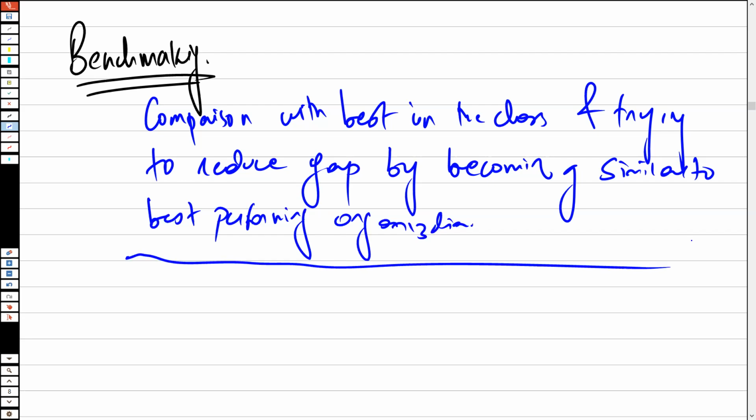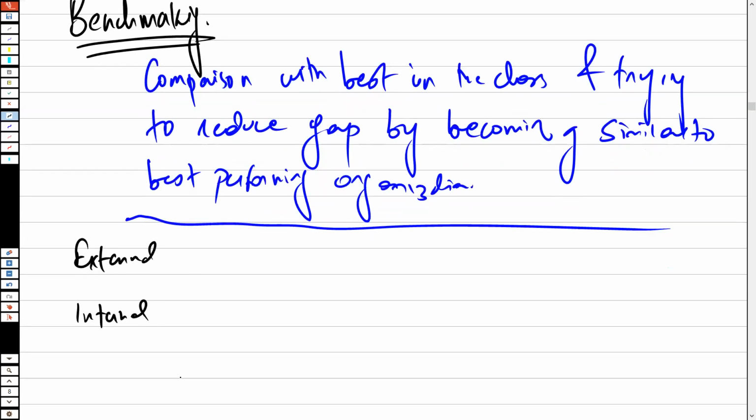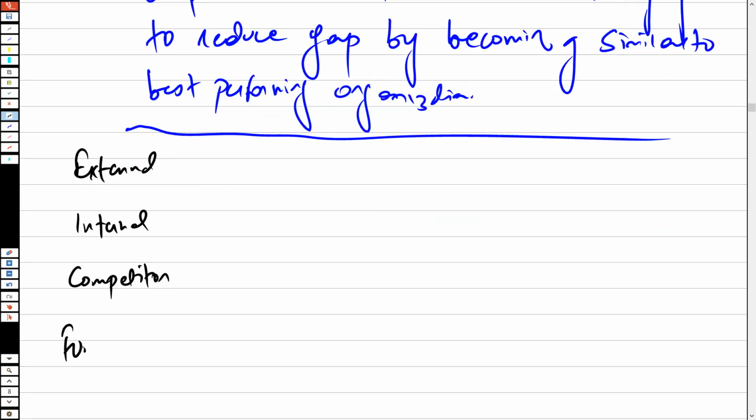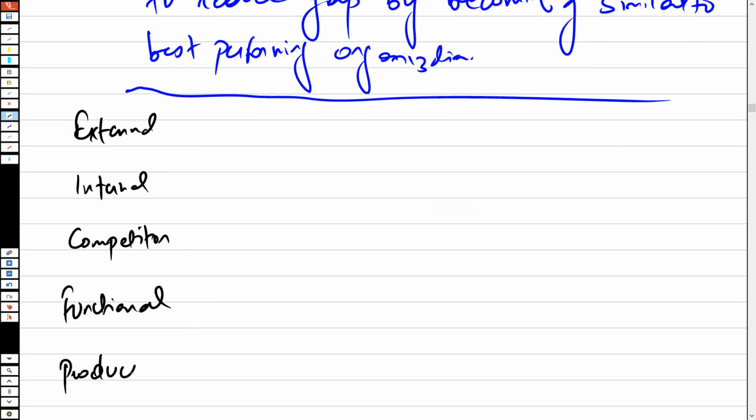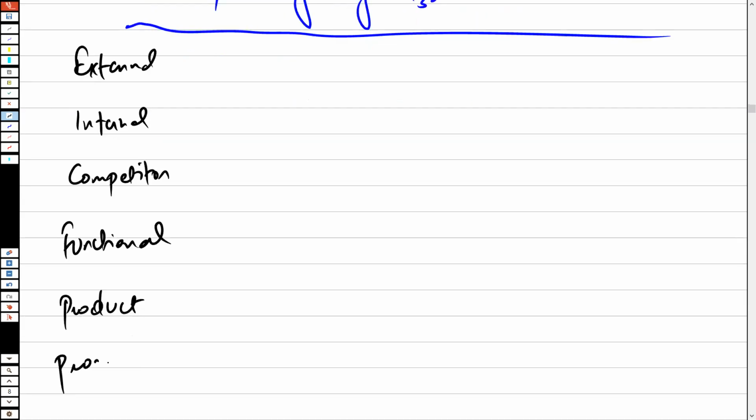When I talk about benchmarking, there could be different types of benchmarking. There could be external benchmarking, internal benchmarking, competitor benchmarking, functional benchmarking, product benchmarking, and process benchmarking. So when I talk about all these different types of benchmarking, like external, internal, competitor, functional, product, process, etc., what exactly is it all going to mean?